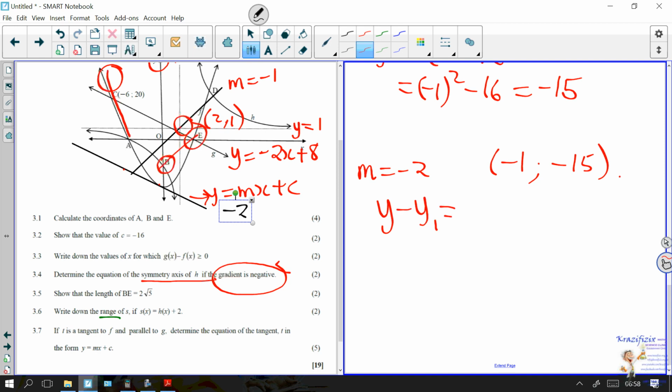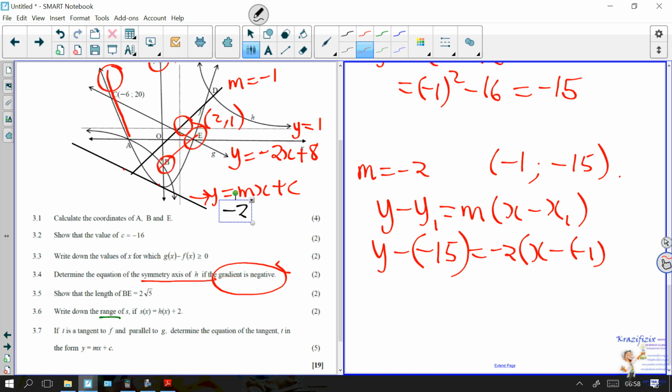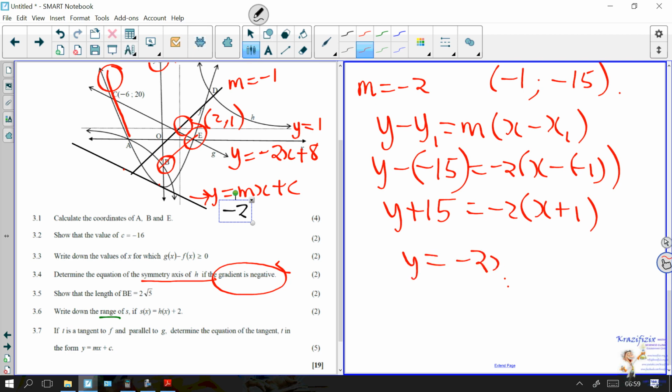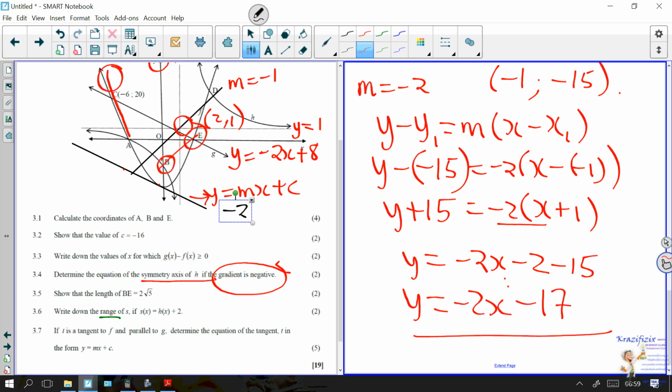Equation of a straight line. All right? So these are common things you do in papers. y plus 15 equals negative 2, x minus negative 1. So y plus 15 equals negative 2, x plus 1. What am I going to have? Y equals negative 2x, negative 2 times 1 would give me negative 2. And my positive 15 going to that side becomes negative. So y equals what? Negative 2x minus 17. That's the equation of a line parallel to G.